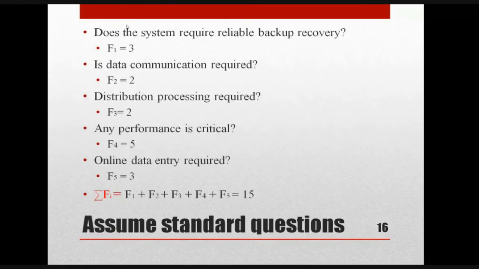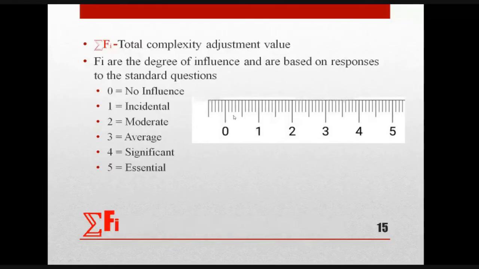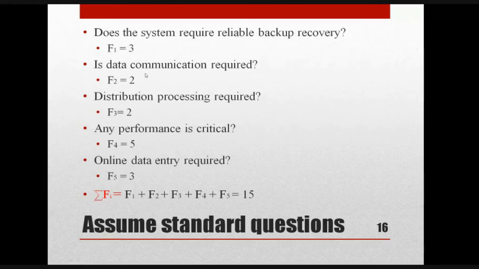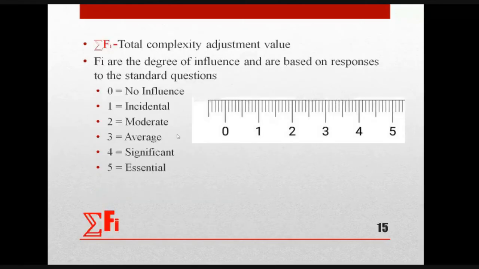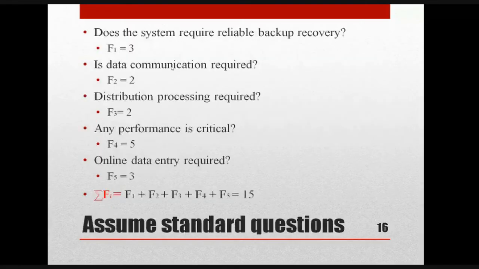For example, whether the system requires backup recovery, yes, then how much is it? Then we have to go to the scale, right? 3 is the average. Yes, average we need to have. That is F1 is equal to 3. Whether data communication is required, yes, data communication is required. So how much is it required? So go to the scale. 2 is moderate. So moderate data communication is required.